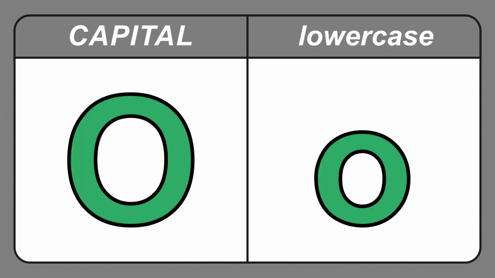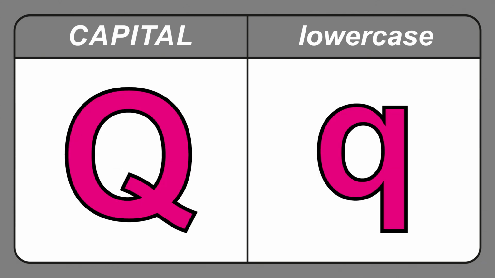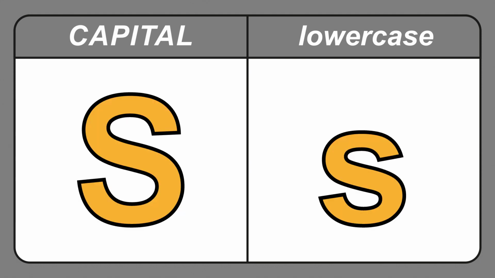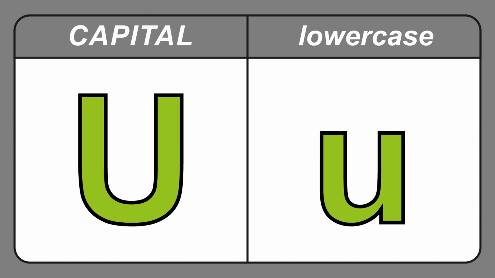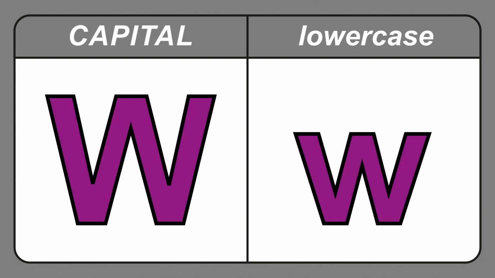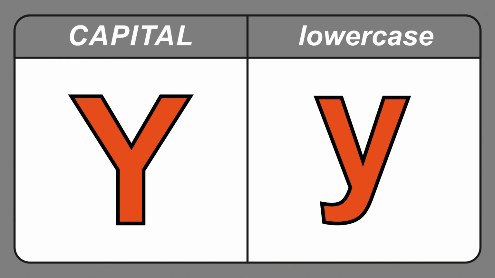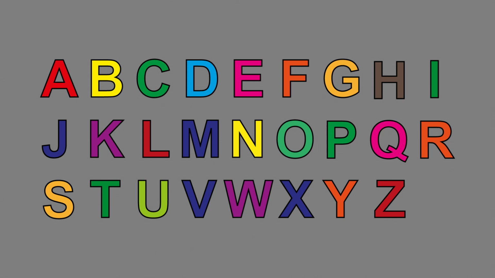O, P, Q, R, S, T, U, V, W, X, Y, Z. We have 26 letters, 5 vowels, and 21 consonants.